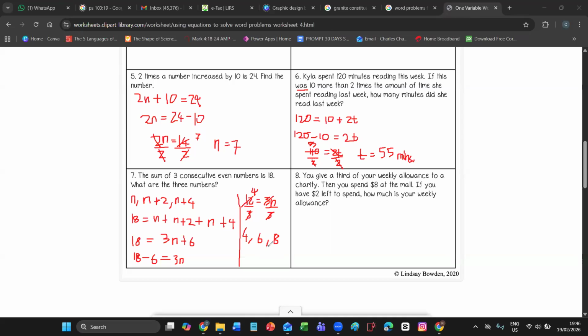Okay, so if we're going to form an equation for this, it's safe for us to say that the weekly allowance should be the total of whatever we want to use as the equation that shows this person's spending pattern. The person gave a third of their weekly allowance to a charity. So that's 1/3 of something. Do you agree with me? Yes, sir. Okay. So let's start with that. Maybe we should call the weekly allowance W.